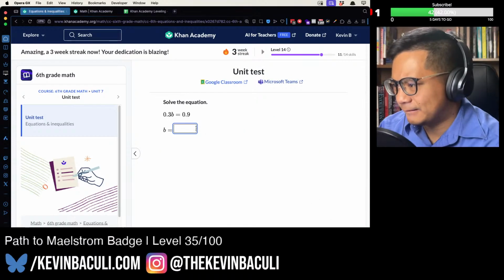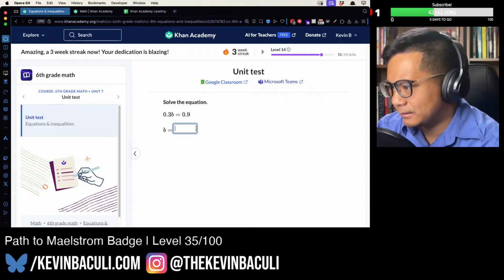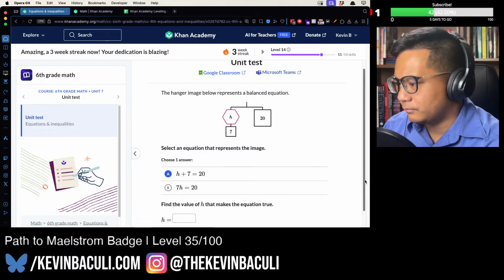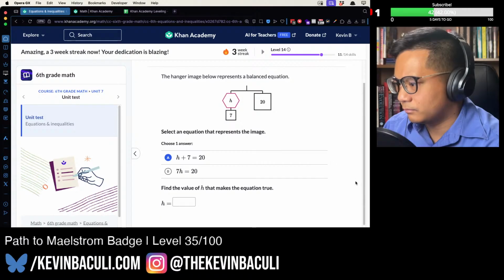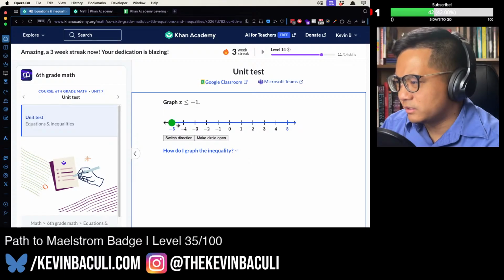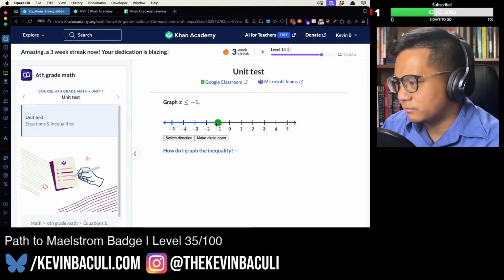2.7. Oh, 3. Divide each side by 0.3. Yeah. 20. 13 is less than or equal to -1.